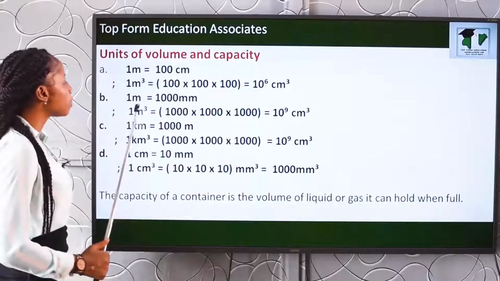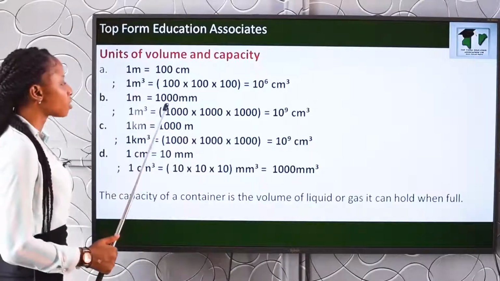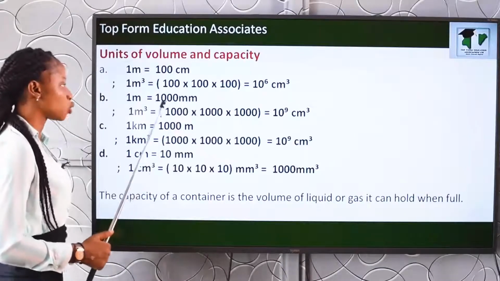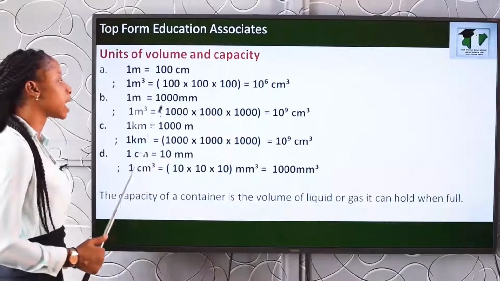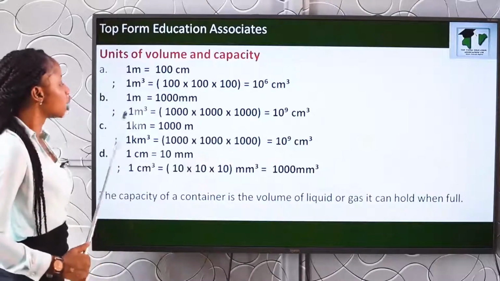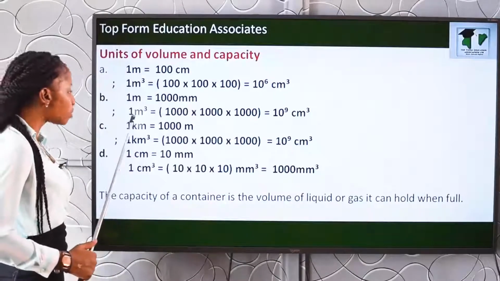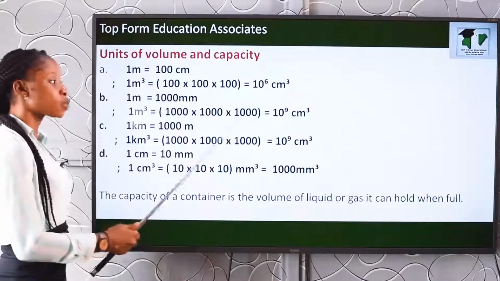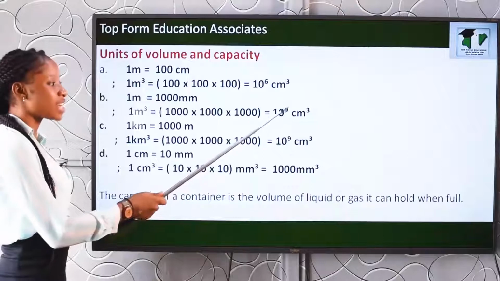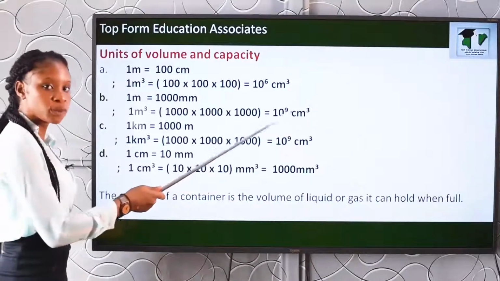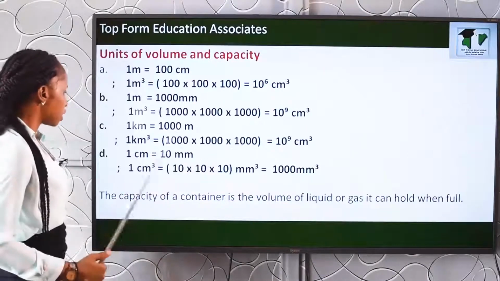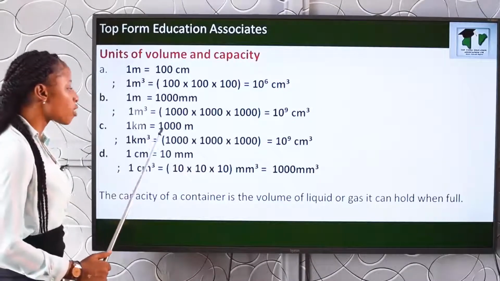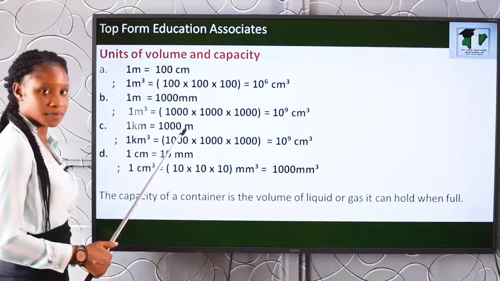Now, B, 1 meter will make 1,000 millimeters, or 1,000 millimeters is equal to 1 meter. So in volume, 1 meter cubed is 1,000 times 1,000 times 1,000, which is 10 raised to the power 9 millimeters cubed. In the same light, 1 kilometer will give us 1,000 meters.